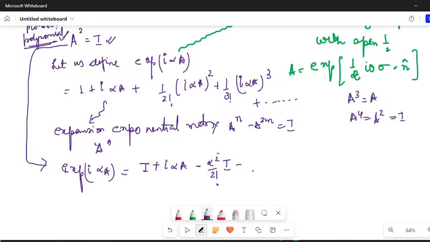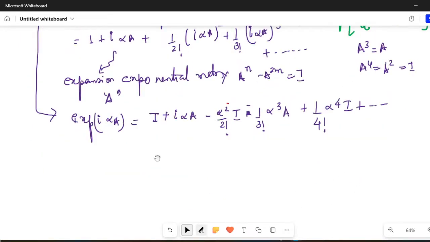This will be plus 1 upon 3 factorial. I think there would be a negative outside, there would be alpha whole cube, and then there will be A cube, and A cube can be written again equivalent to A. What would be the fourth term? The fourth term will be 1 upon 4 factorial. Iota raised to power 4 is 1. What is alpha raised to power 4? It will be alpha raised to power 4, and then A raised to power 4 will be again identity, so on and so forth. So if I collect these two terms, what will I get?